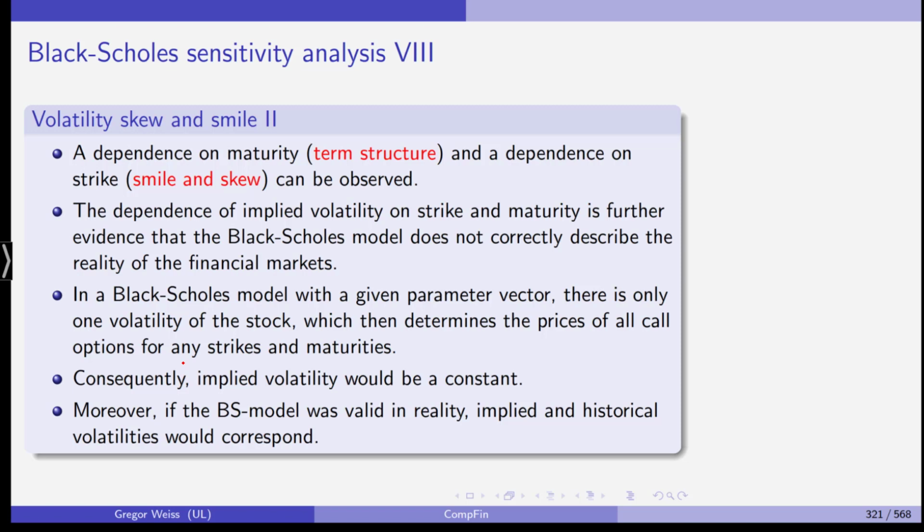And the dependence of implied volatility on strike and maturity is further evidence that the Black-Scholes model does not correctly describe reality in financial markets. In a Black-Scholes model with a given parameter vector, there is only one volatility, which then determines the prices of all call options. Consequently, implied volatility would be a constant. However, it is not in reality. So if the Black-Scholes model was valid in reality, implied and historical volatility would correspond, but actually there are large and smaller differences from time to time.